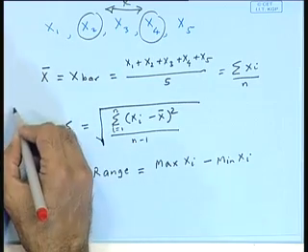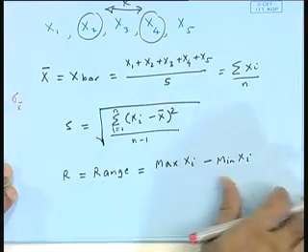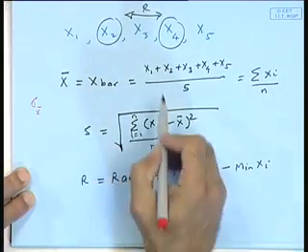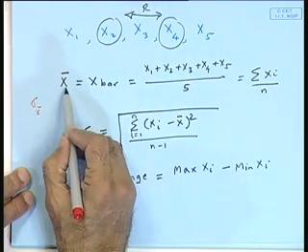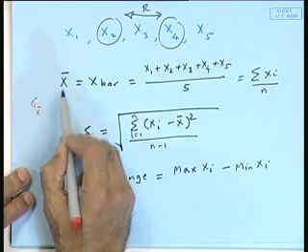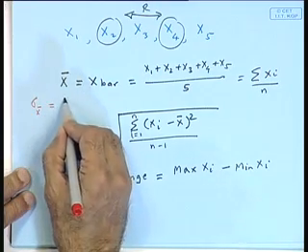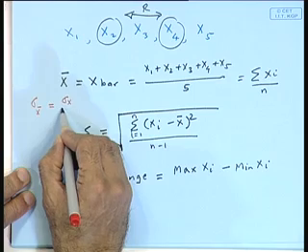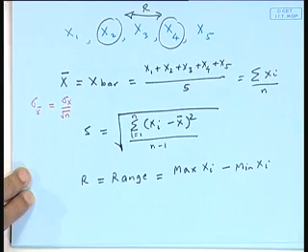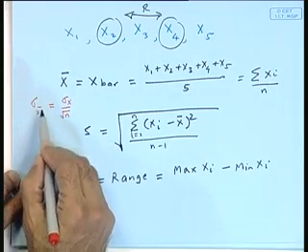If I write down this quantity, sigma x bar, it is the standard deviation of this quantity x bar. Now these x's are random variables, therefore x bar is also a random variable, and it will have its own mean and its own standard deviation. It turns out the standard deviation of x bar is the standard deviation of x divided by square root n, where n is the sample size.